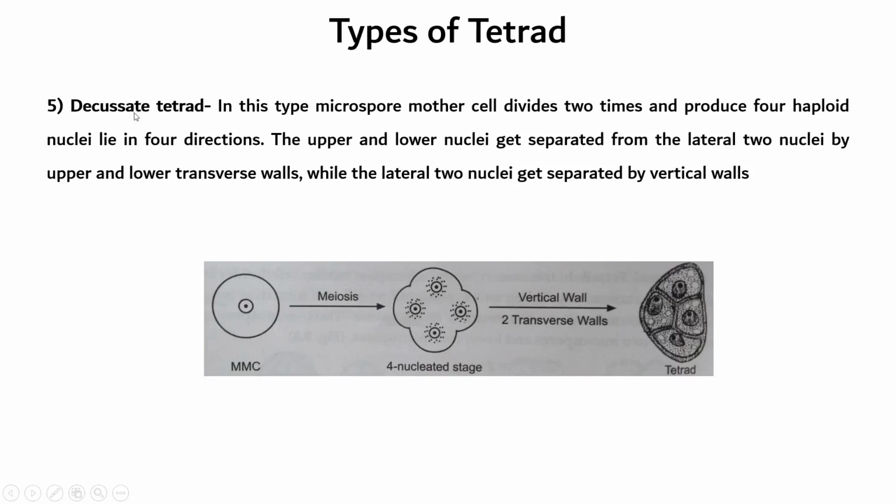Last one, decussate tetrad. In this type, the pollen mother cell or macrospore mother cell divides two times and produces four haploid nuclei. The four haploid nuclei lie in four directions. They go toward the corners, forming four lobes. The upper and lower nuclei get separated from the lateral two nuclei by upper and lower transverse walls in this manner, while the lateral two nuclei get separated by a vertical wall. That's why we get the decussate type of tetrad.